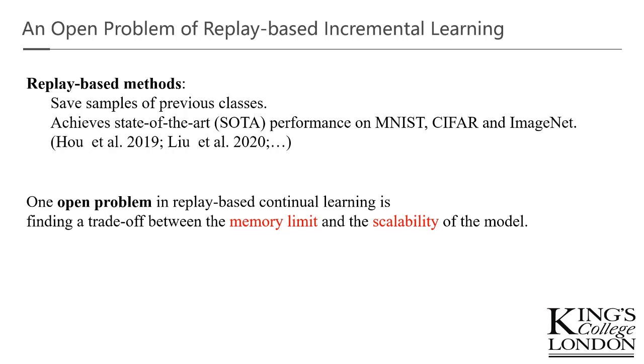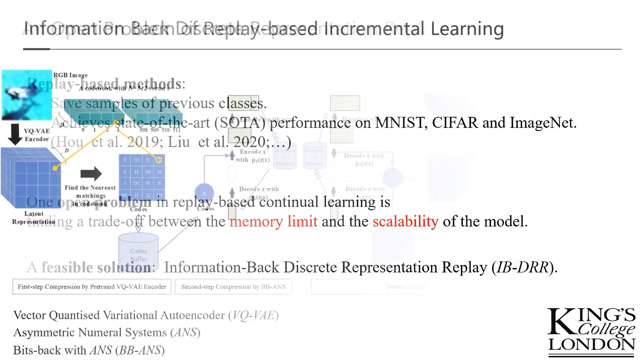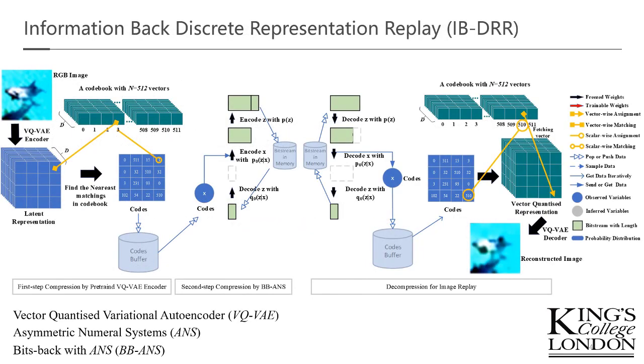replay-based incremental learning. We approach this open problem by tapping into a two-step compression approach named information-backed discrete repetition replay, which allows saving all exemplars at a competitive memory cost. The two compression steps are enabled by a vector quantized variational autoencoder, VQ-VAE, as well as a lossless compression method named bits-back asymmetric numeral systems (BB-ANS).